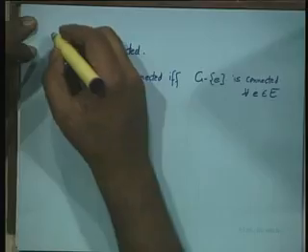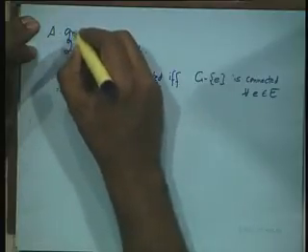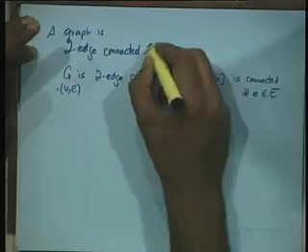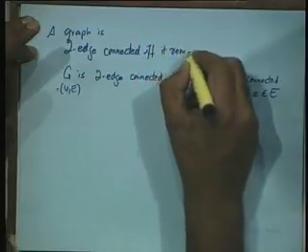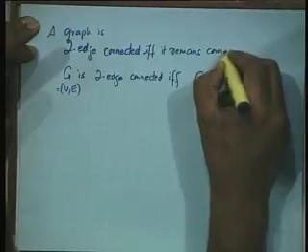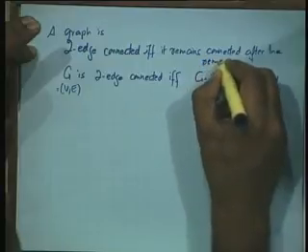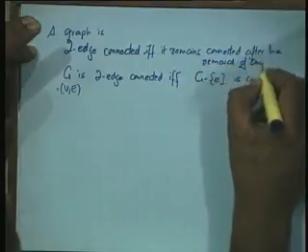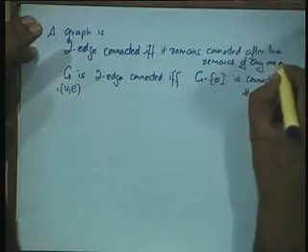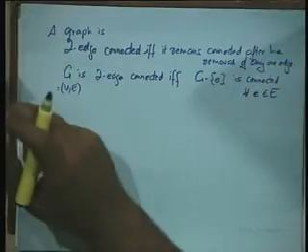Right. So, in words, a graph is two edge connected if it remains connected even after the removal of any edge. Yes, only one edge. A graph is two edge connected if and only if it remains connected after the removal of any one edge. Okay.